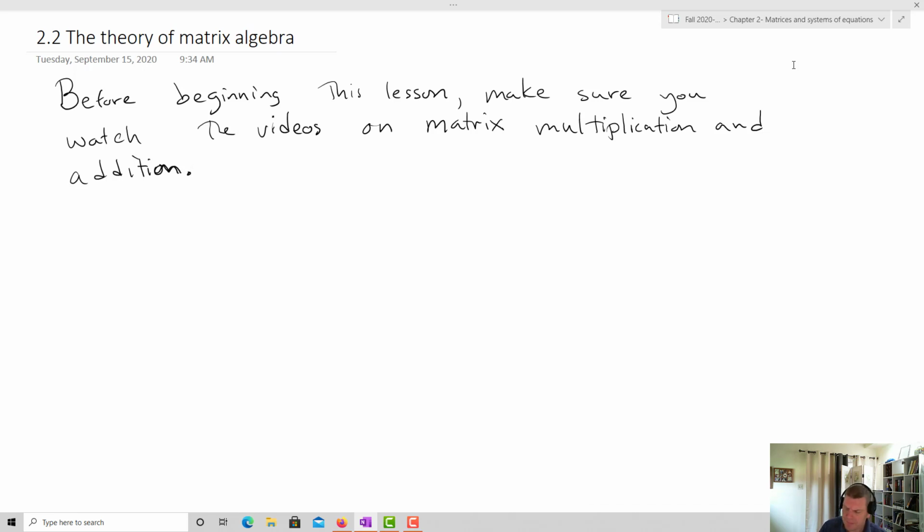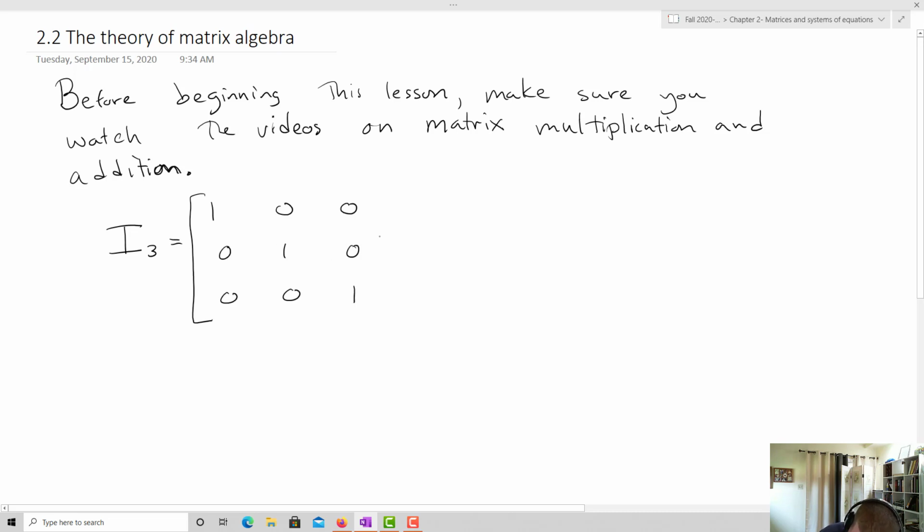Okay, so let's first take a look at a class of matrices. These are going to be diagonal matrices, in which we're going to have only values along the diagonal, and we're going to start out with the identity matrix. So let's say, for example, I have I3. I3 is going to be 1 0 0, 0 1 0, 0 0 1.